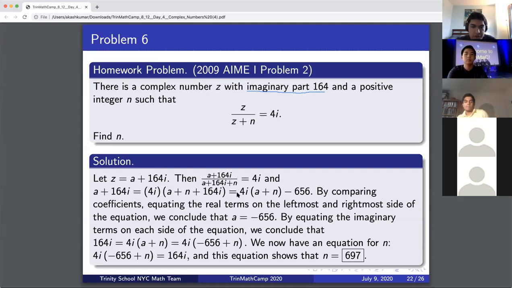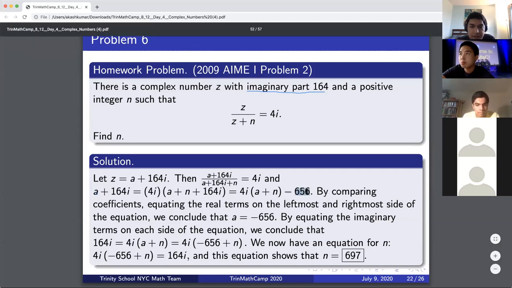Then simplifying this further, we have 4i times a plus n minus 656. Because of this i, our real and imaginary parts end up being switched. Our imaginary part right now is 4 times a plus n, and our real part is negative 656. If you remember the strategy we called comparing parts, or here, comparing coefficients, two complex numbers are equal only when the real parts are equal and the imaginary parts are equal. We used the analogy yesterday of the plane: two points are equal only when the x coordinates and y coordinates are equal. Same idea here. On this side the real part is a, and on this side the real part is negative 656. So that's how we know that a is equal to negative 656.